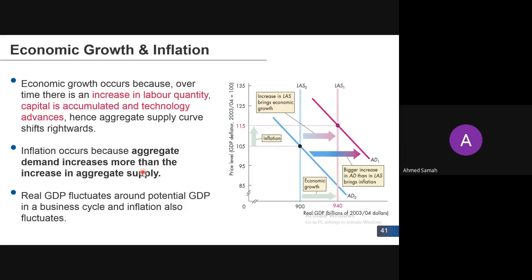So during an economic growth there is an output increase, the production level increases, and also the demand for goods and services increases. But if the demand for goods and services increases more than the increase in the supply level, then we will experience inflation.